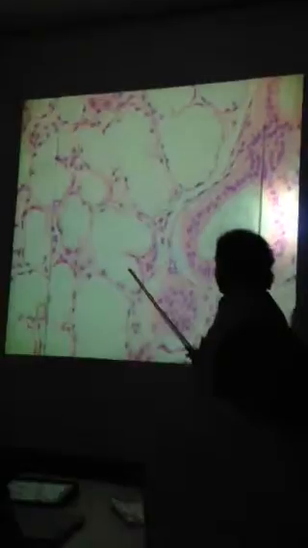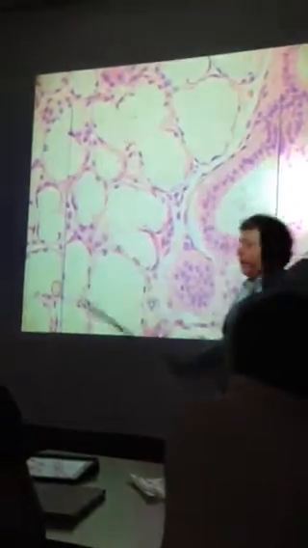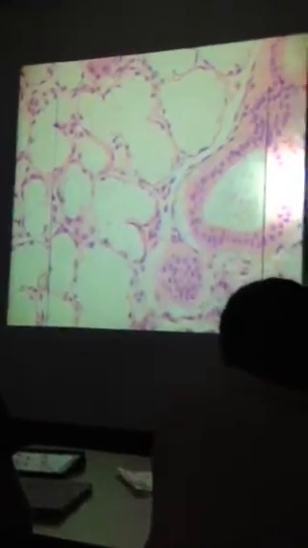Anyway. But these are mucus secreting acini, okay? This is the sublingual gland.